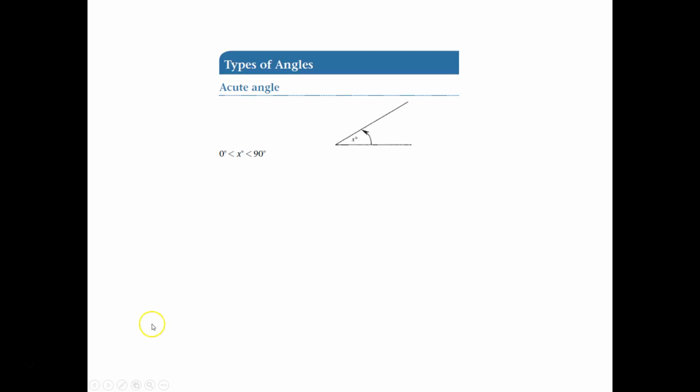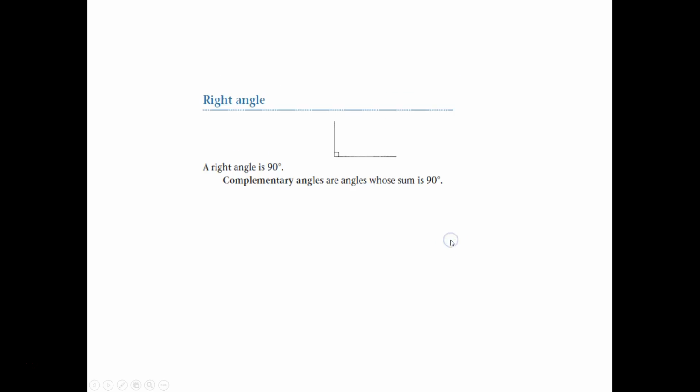The first section is on types of angles. These should be familiar to you. So the first one is the acute angle. That's angles from 0 to 90. Right angles, 90 degrees. And they talk about complementary angles. Complementary angles are angles whose sum is 90.